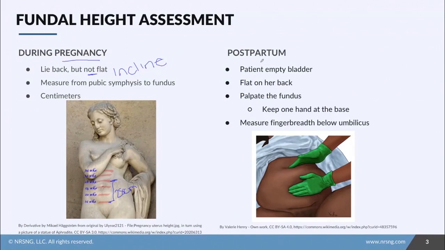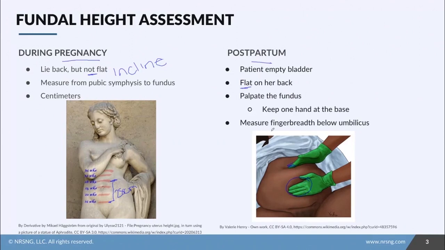Now in postpartum, we always want to make sure the patient has emptied her bladder. We want her flat on her back now so we can really palpate it. And we're going to do the palpation of the fundus. So if you see down here, it's important to know we always want to keep one hand down here at the base, because if you push up here at the fundus and don't have a hand at the base, you could push that uterus through the vagina and prolapse it. So we always need to have that hand there as a support.